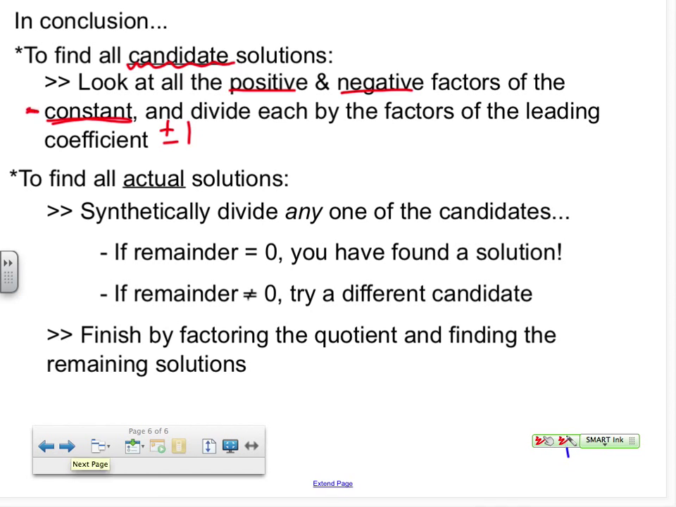Alright, and then once you find those, to find the actual solutions to your function, you just have a list of maybes, figure out which ones are absolutely yes. You will use synthetic division and divide. You can choose any one to start. And if you get a remainder of 0, that means you have found a solution. And if you do not get a remainder of 0, you just need to try a different candidate. So just keep trying candidates until you get that remainder. Alright, and then once you find the remainder 0, you finish factoring that quotient you get and find your remaining solutions. But don't forget to include the original one you found.